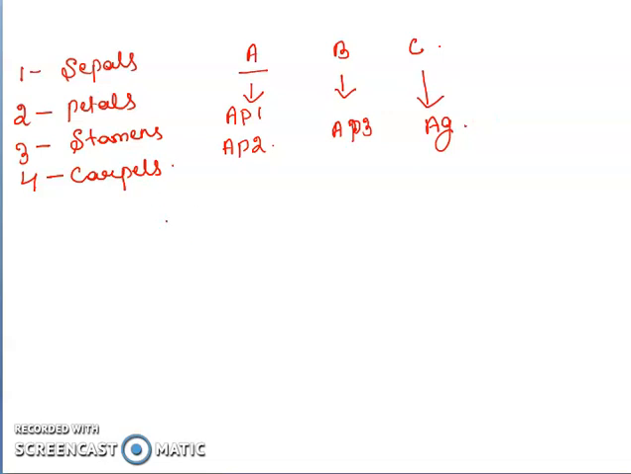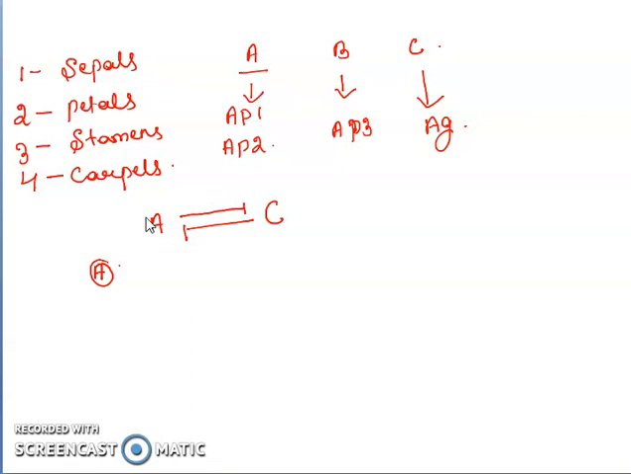Now, let us understand some other scenario. The A class gene and C class gene are antagonistic to each other. That means when A will be present, C will not be present, and when C will be present, A cannot be present. But when there is absence of the A class gene, in place of the A class gene, the C class gene can be expressed.